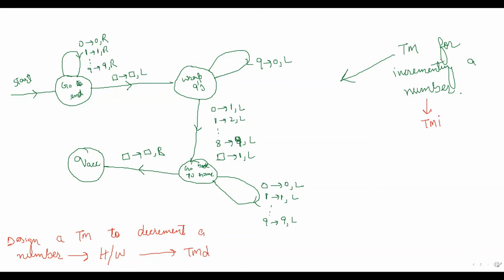Another homework is to design a Turing machine for L is equal to a raised to power n, b raised to power n, c raised to power n. Design a Turing machine for this particular language. This is also your homework.